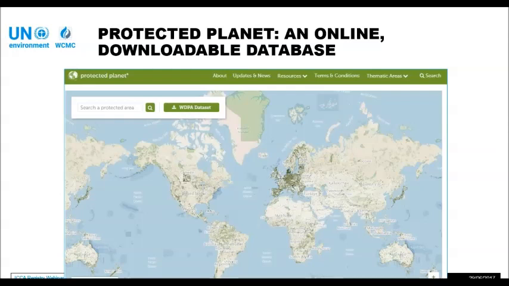This is the Protected Planet website. Through this website, the World Database on Protected Areas can be explored and the data can be downloaded. The website address is protectedplanet.net.